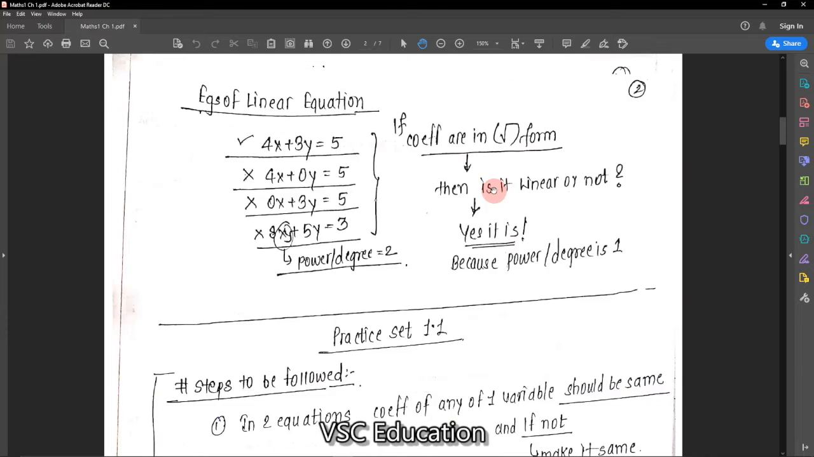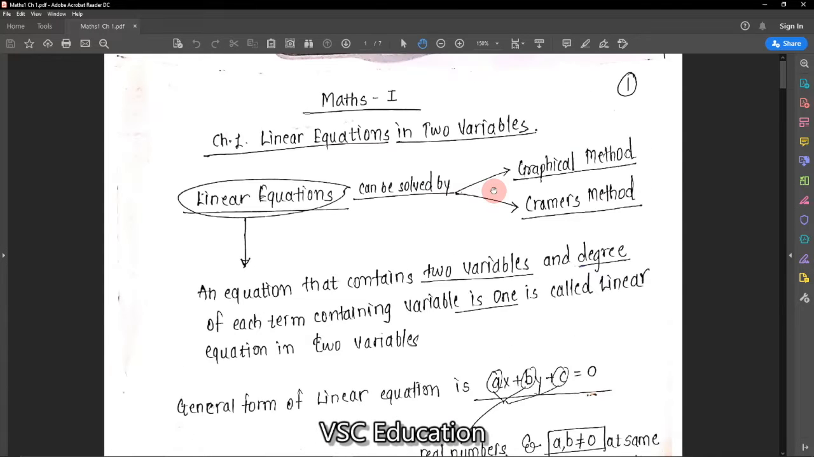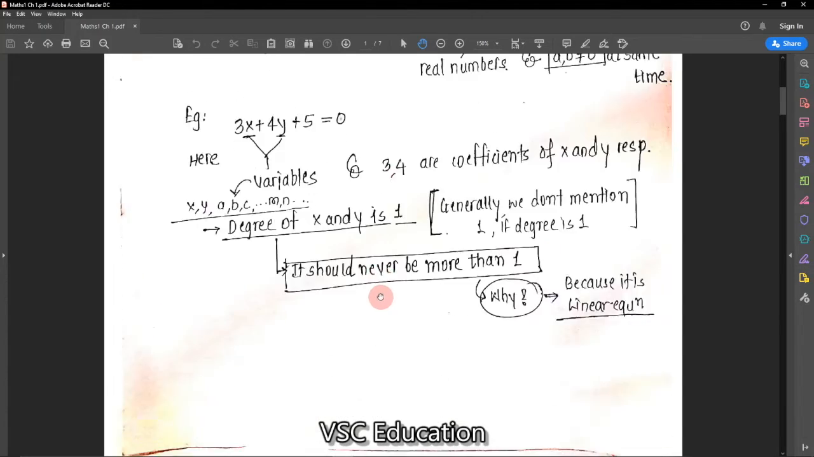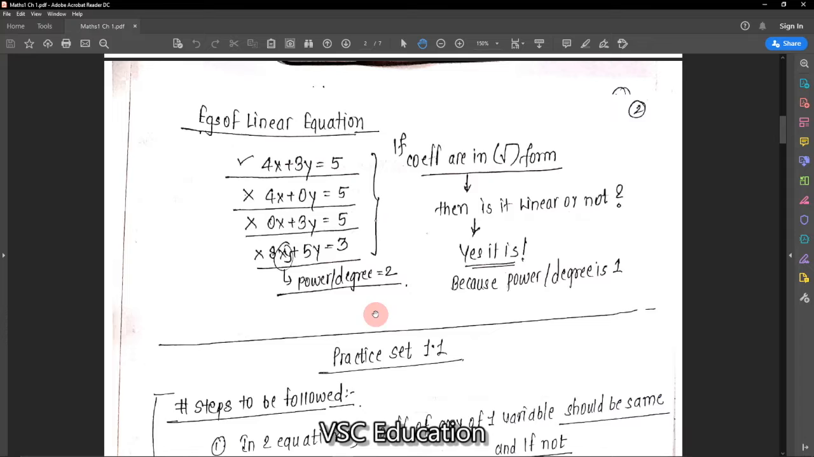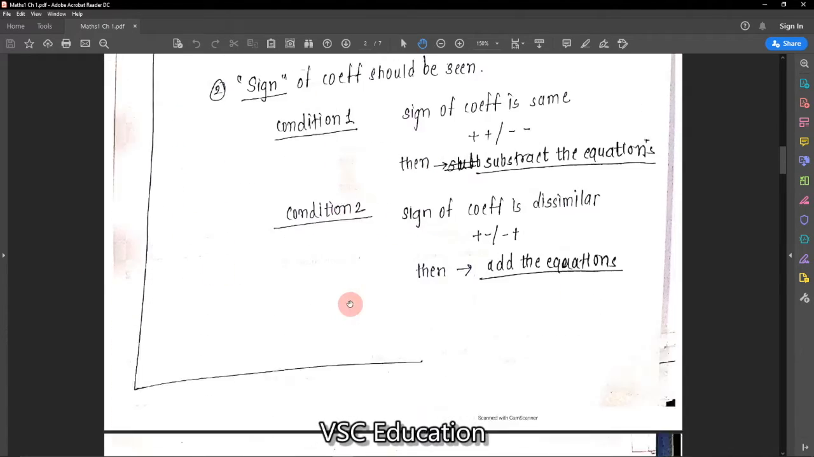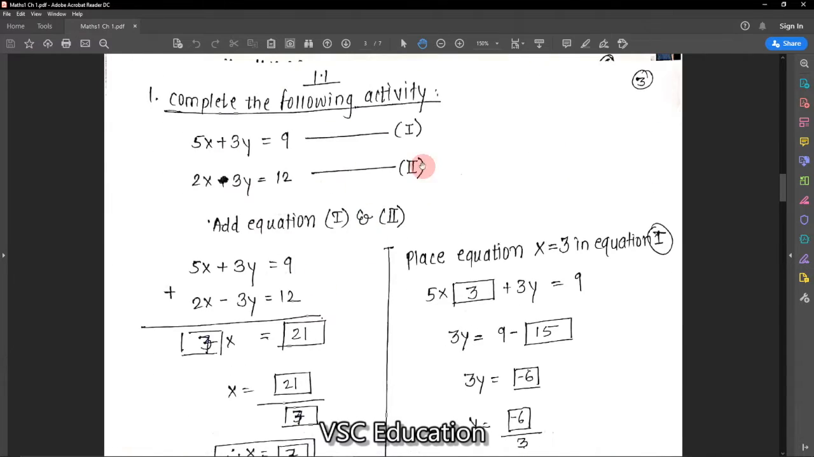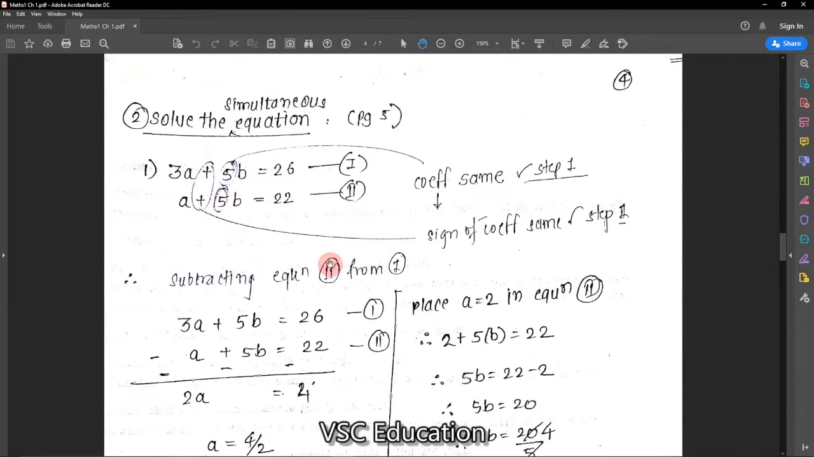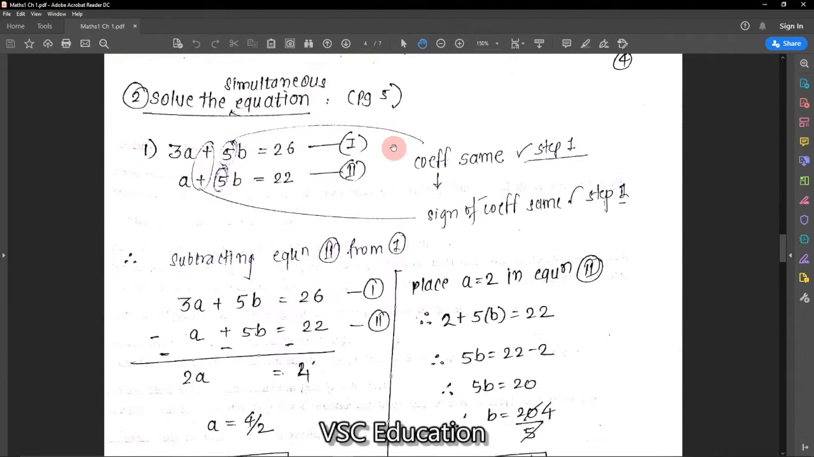Hello students. We already started Maths 1, first chapter, linear equations in two variables, in the last video. We already saw what an equation is, what a linear equation is, the definition, the general form of a linear equation, identification of linear equations, the steps to be followed when we solve the equations, and then in 1.1 we saw the first sum. Now we will start the second solution.